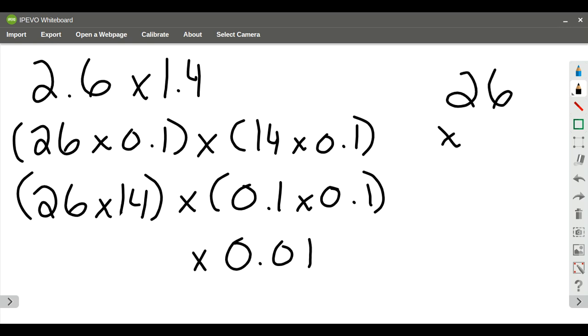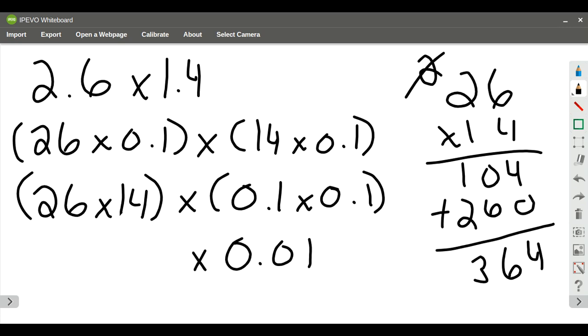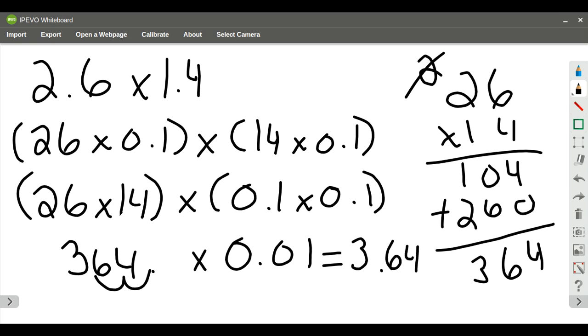So 26 times 14. 4 times 6 is going to be 24. I put down the 4, regroup the 2. 4 times 2 is going to be 8, plus 2 is going to be 10. Put down my placeholder. Now I'm going to do 1 times 6, which is going to be 6. 1 times 2, which is going to be 2. I don't need anything with that anymore. And I have 3, 6, 4. So I have 364 multiplied by 1/100th. And when I do that, I move my decimal 2 places to the left. So my new answer is going to be 3 and 64 hundredths.